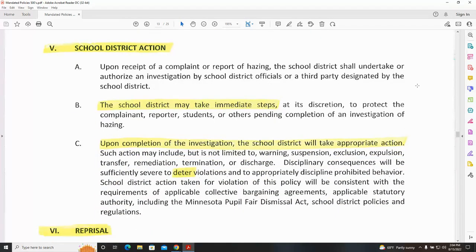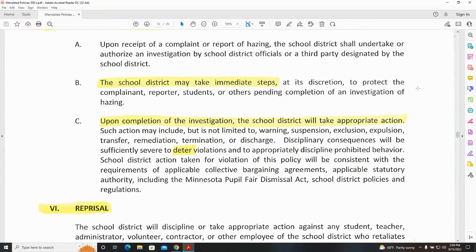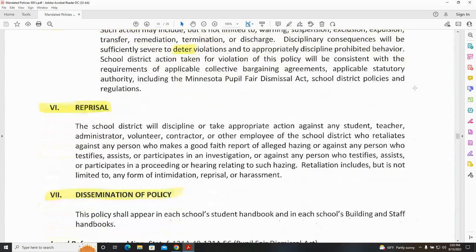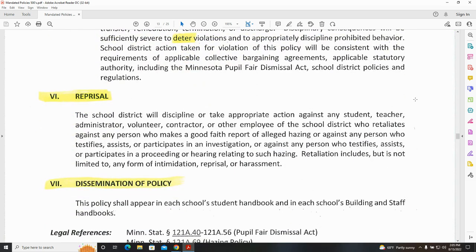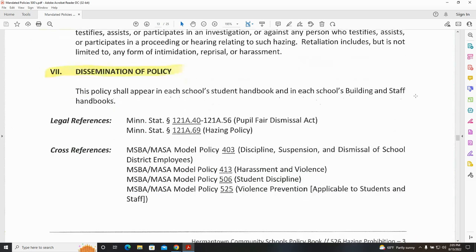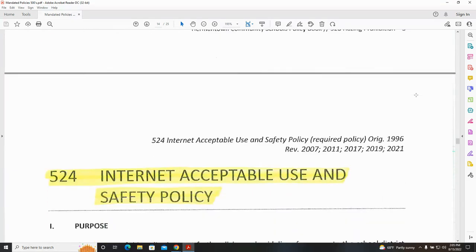Again, with school district action, we may take immediate steps if there's an immediate threat to the student. And upon completion of the investigation, the school district will take appropriate action. And the ultimate goal is to deter hazing of any kind. Reprisal and retaliation: this is mentioned in numerous policies. Again, we want to protect those who are making reports. And the dissemination of the policy is that it's in the student handbook, and we speak on this policy each year at the start of the year.